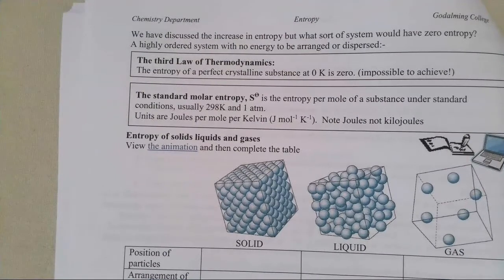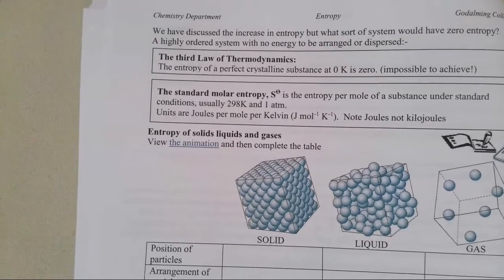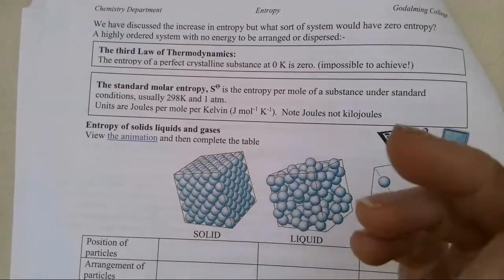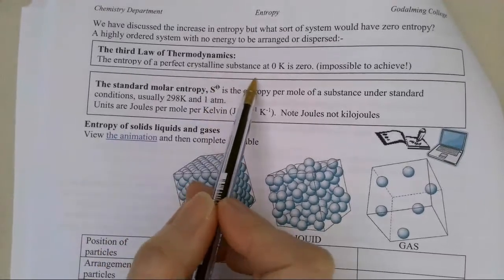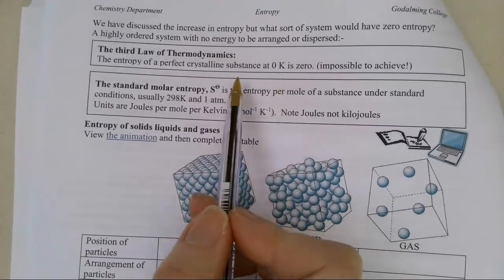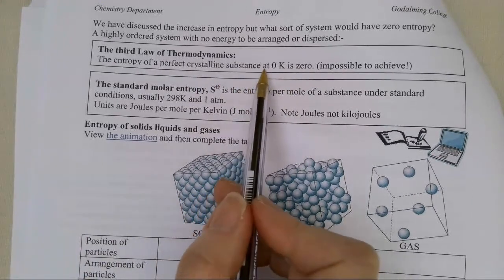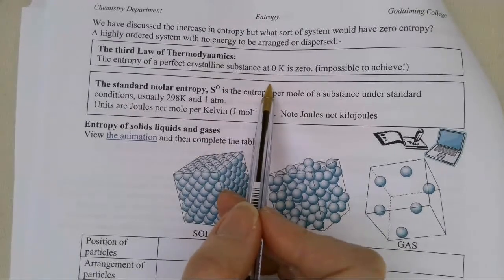Okay, so at the back and at the top of page 5, we're going to introduce something called the third law of thermodynamics, and basically that says only the entropy of a perfect crystalline substance at 0 Kelvin is 0. In other words, everything has an entropy associated with it, because quite frankly we can't get a perfect crystal, and even if we could, we couldn't get it to 0 Kelvin.